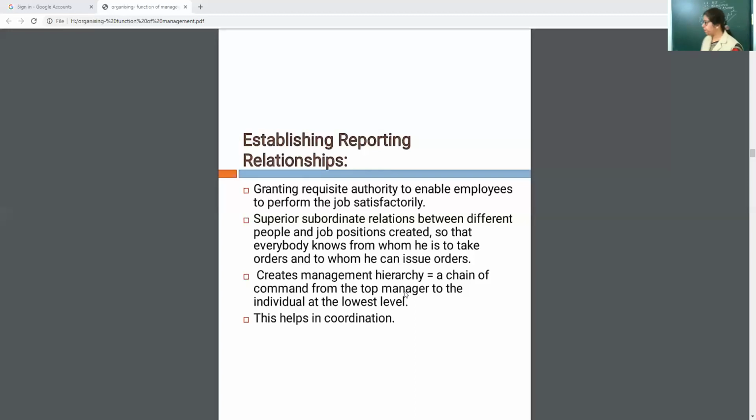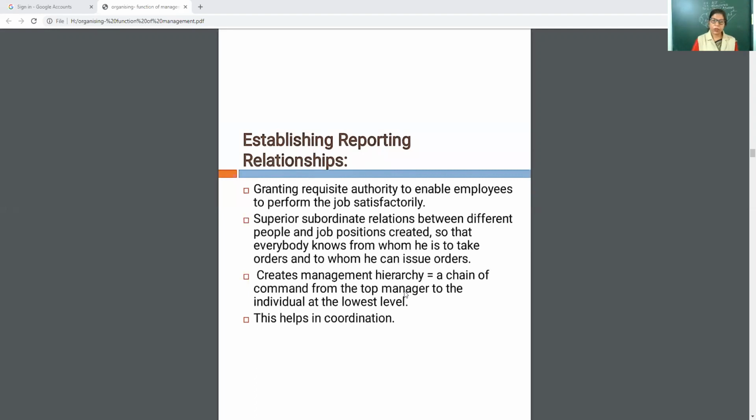So second is departmentalization. And then the next step after departmentalization: you make the departments, now you assign the duties. So the organization or the managers assign the duties. The third step is assigning. And the last step is establishing reporting relationship, meaning who is superior, who is subordinate, who has powers to issue orders to whom accordingly to perform.